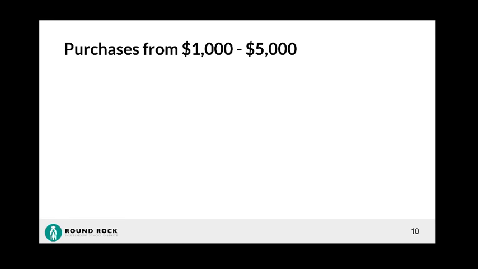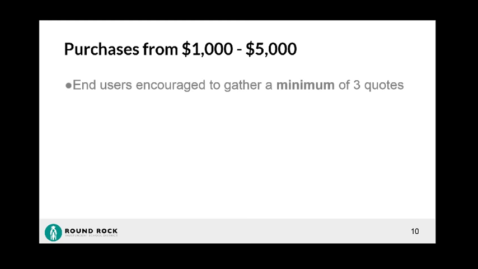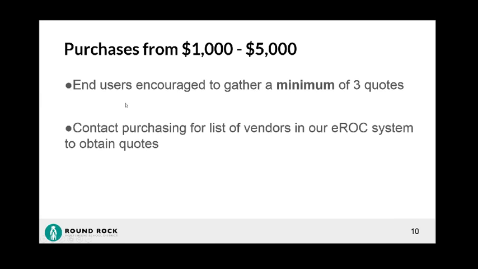For purchases in the $1,000 to $5,000 range, again, no quotes are required. However, you are encouraged to gather a minimum of 3 quotes, as I mentioned before. We do prefer you use vendors that are already registered in our eRock system to obtain those quotes. You can contact purchasing and get a list of those vendors. These are vendors that have already registered in our system. They want to do business with Round Rock ISD, so it's preferred to go to them first. They're often local as well.